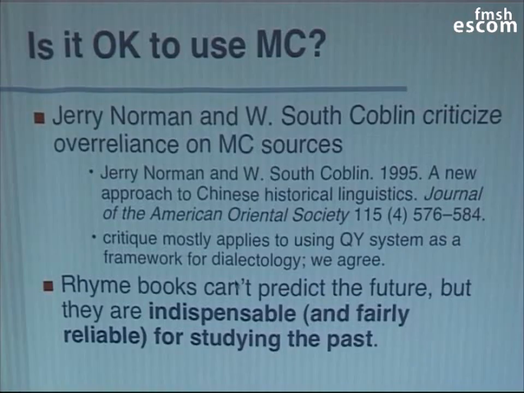Basically, the reason is that the rhyme books can't predict the future. The rhyme books can't tell you anything new about what happened after the rhyme books were written. So they're not books of prophecy, as I sometimes say. But they're indispensable and fairly reliable for studying the past. And the fact that they don't represent necessarily a single synchronic system of phonology is not a huge obstacle. Actually, what it means is probably that some of the reconstruction has already been done for us. That is, some distinctions have been established on the basis of different dialects at any one time. And it would be crazy, in my opinion, to try to work on Old Chinese without using this extremely rich and detailed resource.